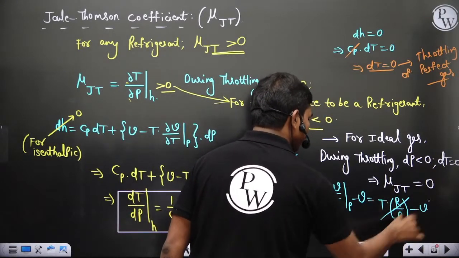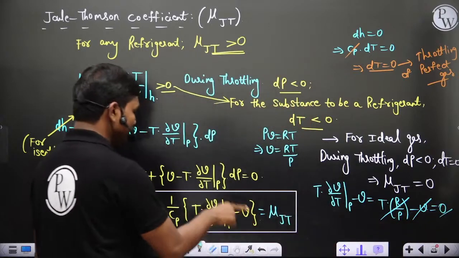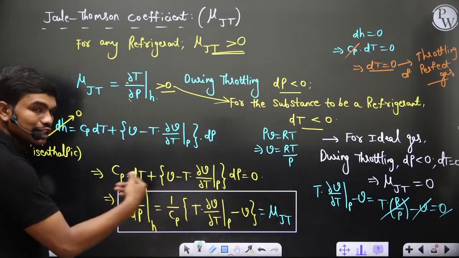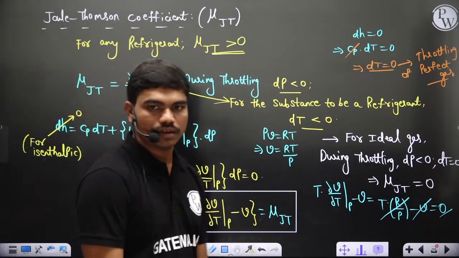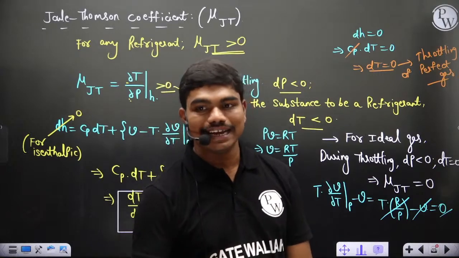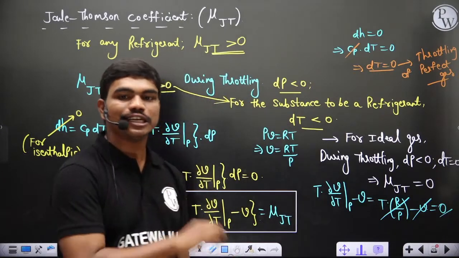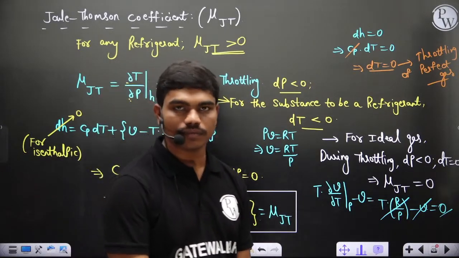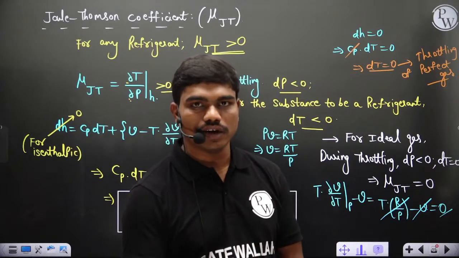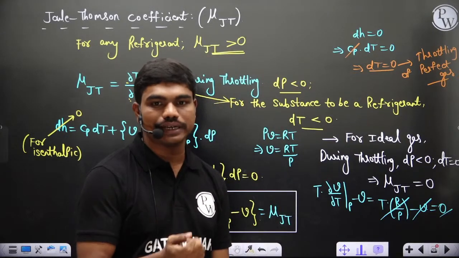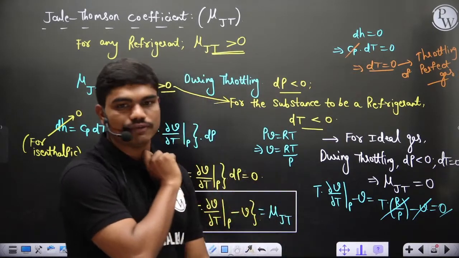RT by P is nothing but V, so this gives you 0. So if this bracket is 0, divided by Cp it is also 0. That's why you should not use an ideal gas as a refrigerant. If you use an ideal gas, your refrigerator stops working. Normally in our cases ammonia, or nowadays chlorofluorocarbons, are also being used. So all these things are refrigerants.